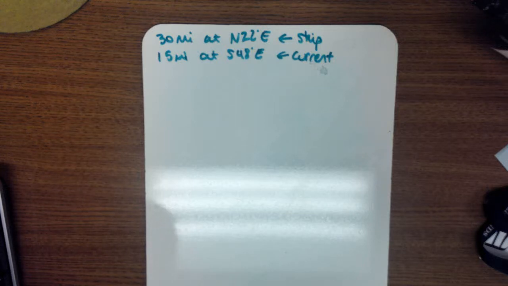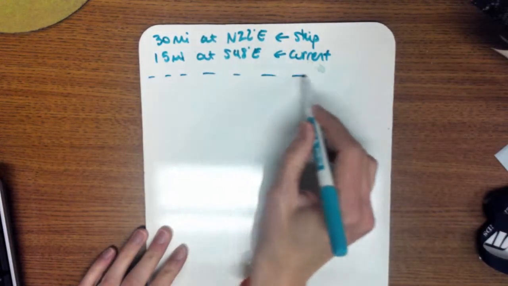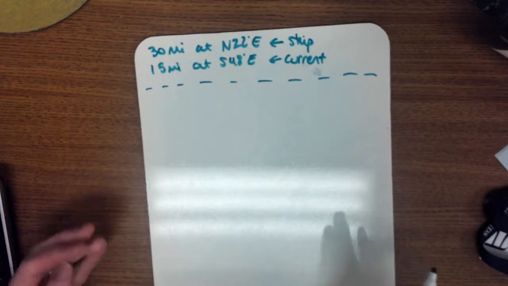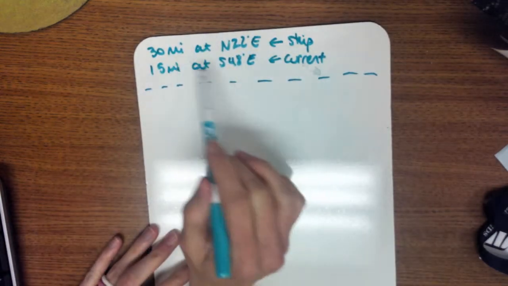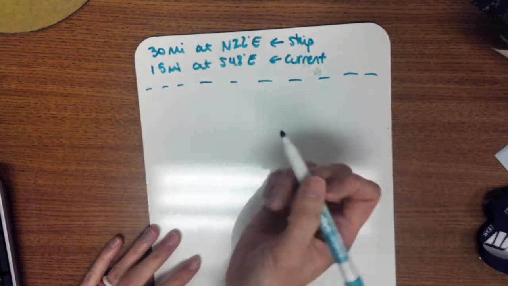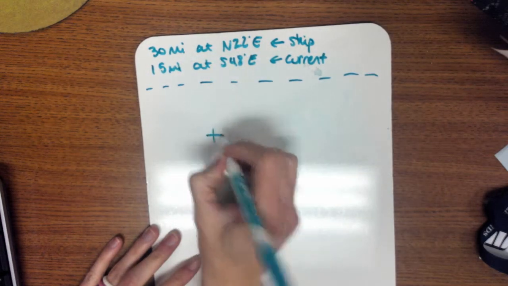Okay, so this is when vectors kind of ties back into some of the things that we have done previously. And it's another time where we can look at drawing vectors geometrically in two different ways. So what we've been given, this is from the slide, we've got a ship that is sailing 30 miles at a bearing of north 22 degrees east.